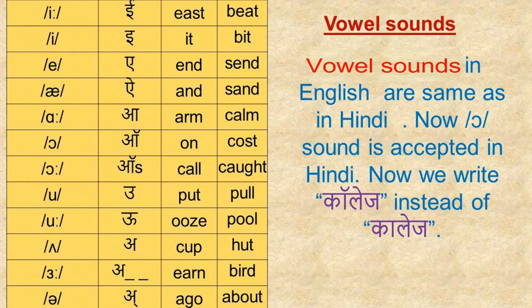Now friends, we will know about vowel sounds. As I have told you earlier, that there are 20 vowel sounds. But in that 20 vowel sounds, there are only 12 pure vowel sounds. Pure vowel sounds means to say that they are not the combination of two vowel sounds. They produce single vowel sound. Let's read these words aloud. Look at these two dots in front of the symbol. These two dots represent long sound.